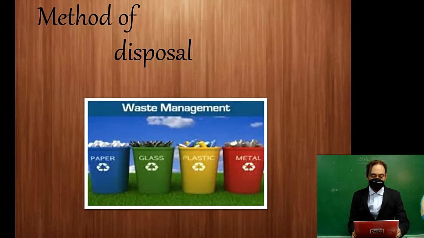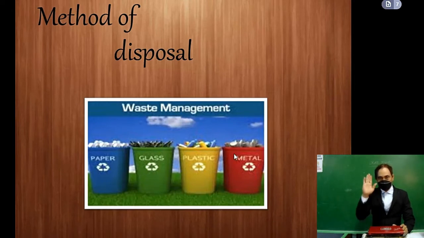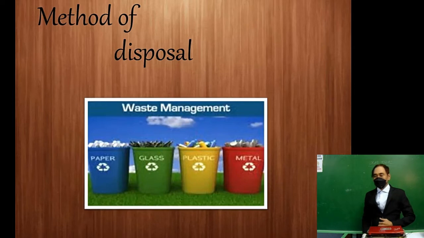We will segregate. There must be 4 trash boxes in our houses or in the office. First trash box is for paper, second is for glass, third is for plastic, and fourth is for metal. So all of these solid wastes here can be recycled, of course.